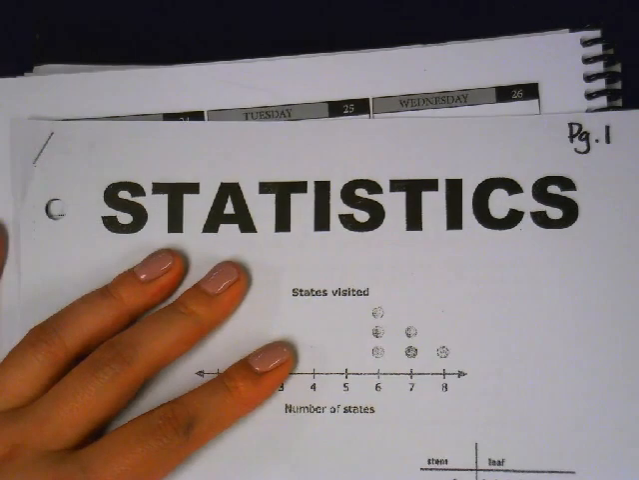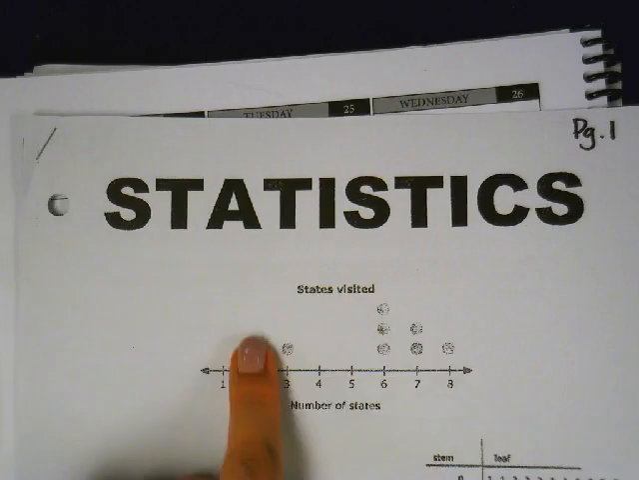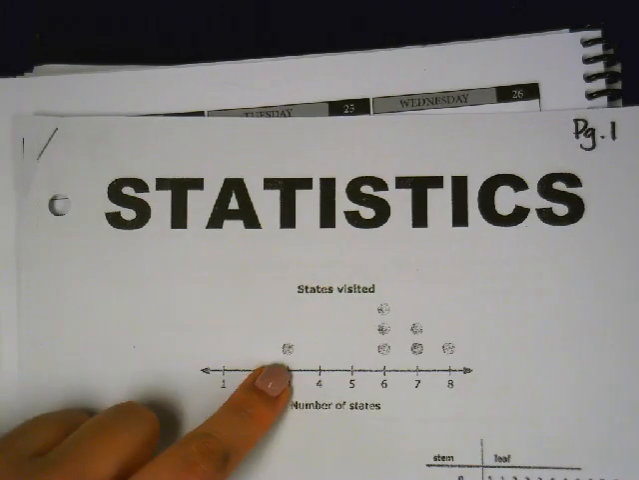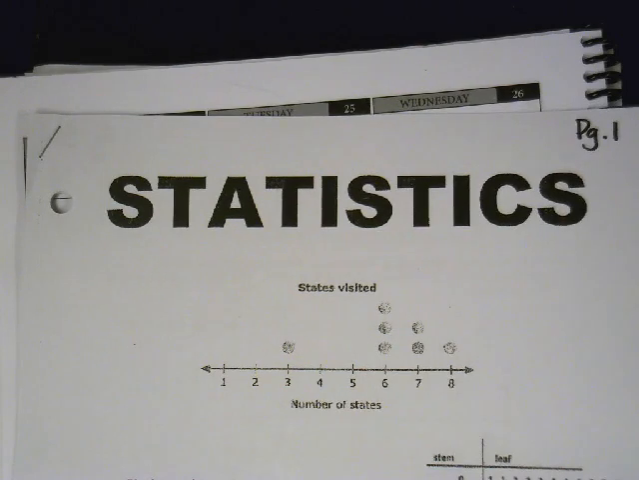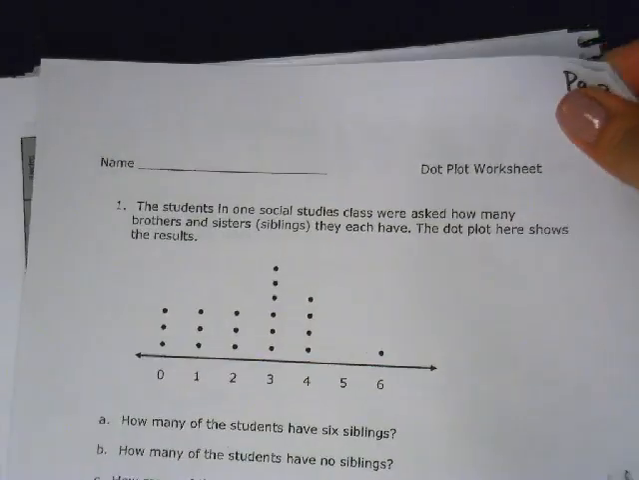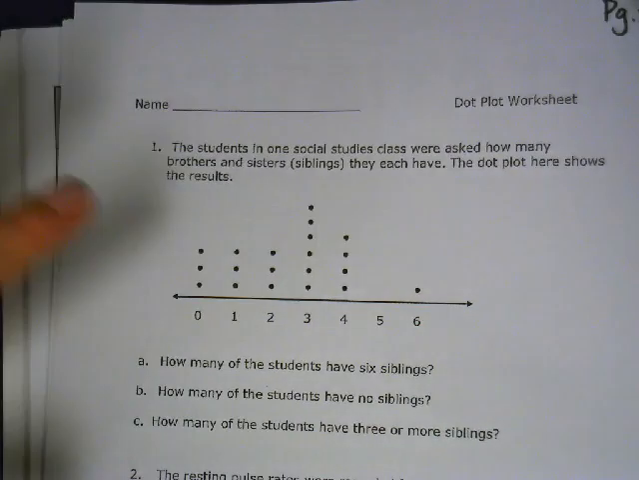Okay, today we're going to learn about a dot plot. A dot plot looks like this. It involves dots, hence it's called a dot plot. Okay, so everybody turn to page 2 on this dot plot. All right, so here we go. We're going to learn using this.